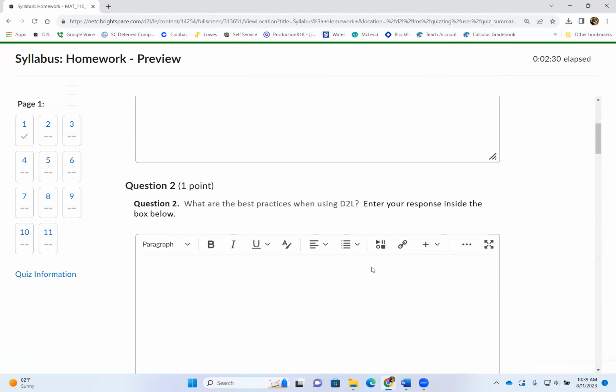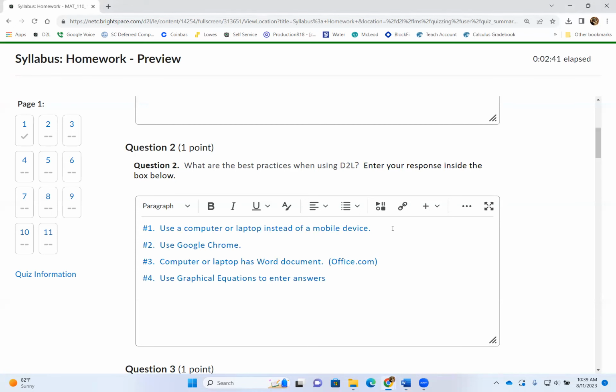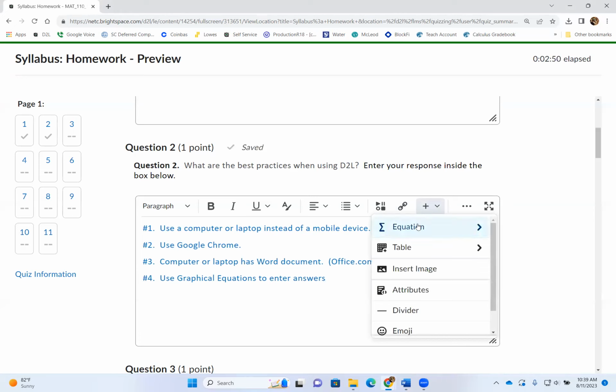All right, question number two. What are the best practices when using D2L? I will tell you what the answer is here. Just please enter it. Number one, please use a computer or laptop instead of a mobile device when you access our class to do homework, because a mobile device is really narrow. So the graphical equation does not show up on your mobile device.